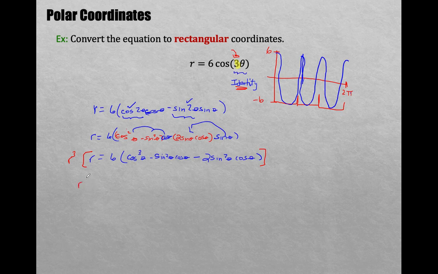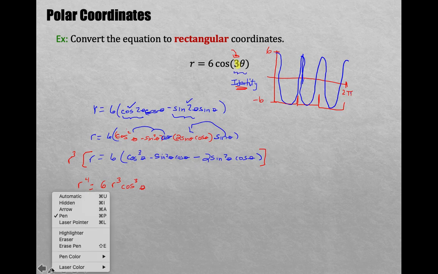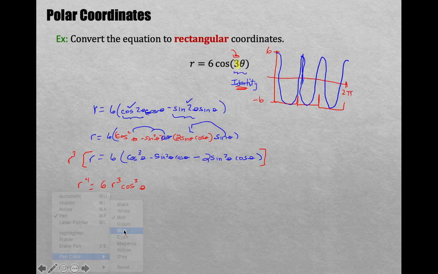So this ends up being r to the 4th on this side, and then I end up getting 6r cubed. Oh, whoops, I'm sorry, I forgot to clean this up a little bit before I did that. I forgot to clean the blue one up. I apologize. Let me go down here and clean this up a little bit.